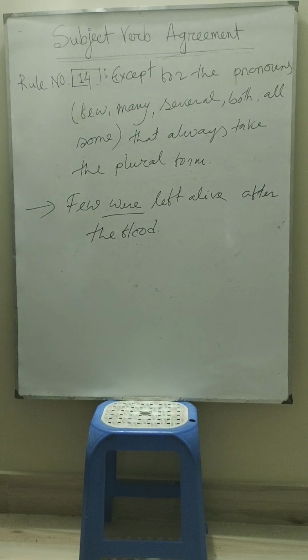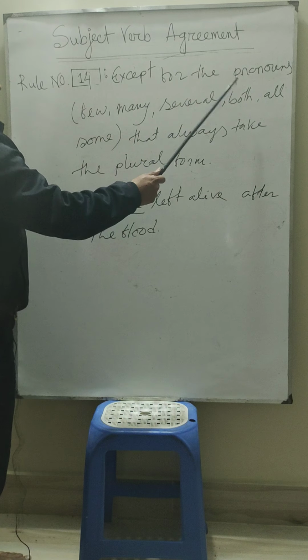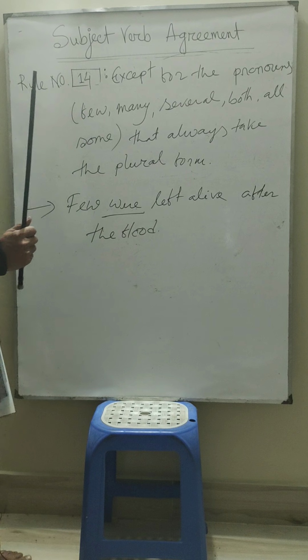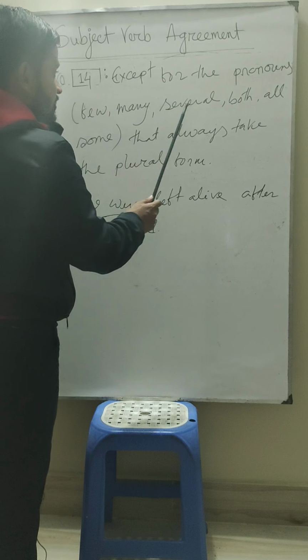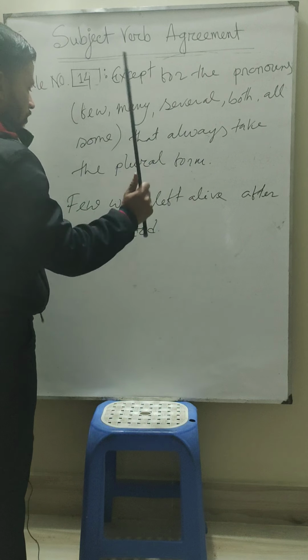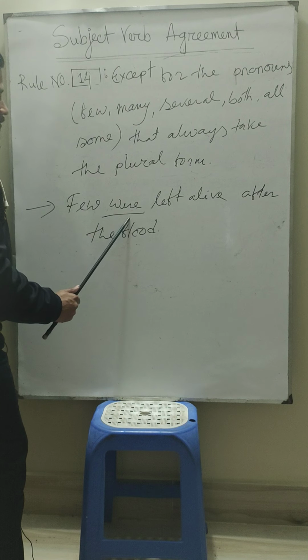But here there is an exception. Yes, there are some exceptions among the pronouns. We know there are 8 kinds of pronouns. Here we see these pronouns: few, many, several, both, all, some, that always take the plural form. In this example you see few takes the plural form of the verb.